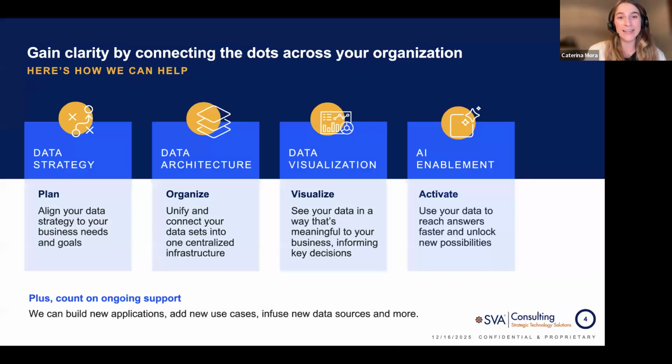A little bit more about our data and analytics practice. So we help you gain clarity by connecting the dots across your organization. And we do that through four different pillars. We have the data strategy, which is basically aligning your data strategy to your business needs. So we're solving the right problems. Data architecture, which consists of unifying and connecting your data to make it more accessible across your organization. Data visualization, seeing your data in a way that's meaningful and knowing what your data is telling you. And AI enablement, which consists of using your data to reach answers faster and unlocking new possibilities. And throughout all of this, we help you with ongoing support, with coming up with new applications, new use cases as the technology advances every day.